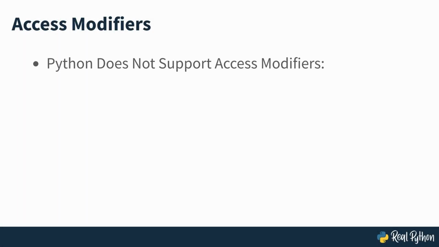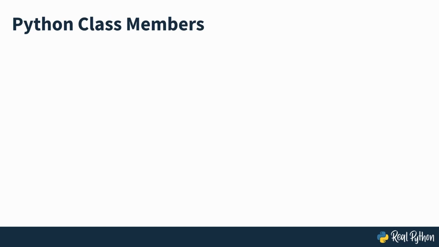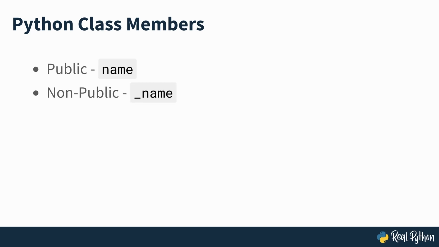Note that Python doesn't have the notion of access modifiers such as private, protected, and public to restrict access to attributes and methods in a class. In Python, the distinction is between public and non-public class members. If you want to signal that an attribute or method is non-public, then you should use the well-established Python convention of prefixing the name with an underscore. But note that this is just a convention.